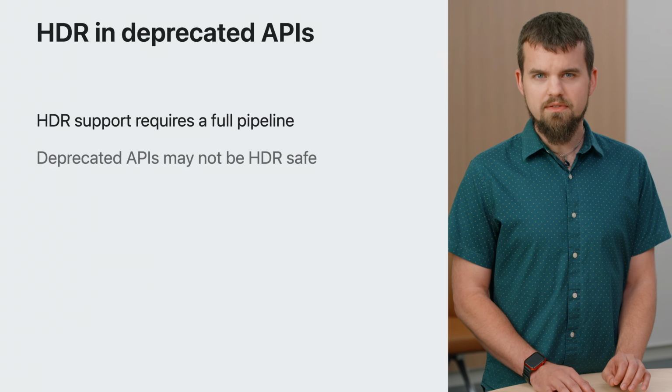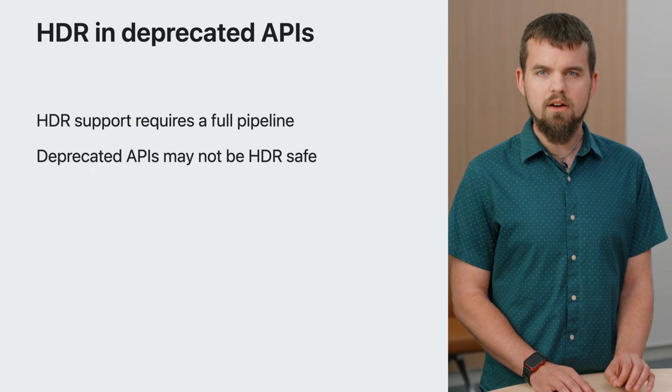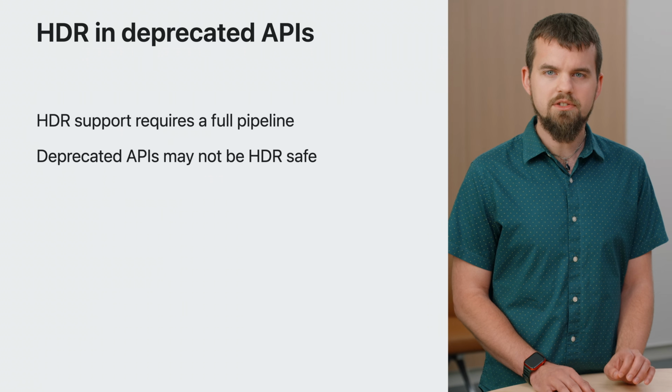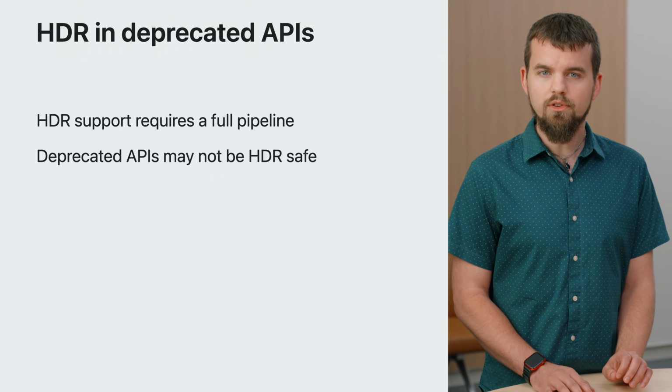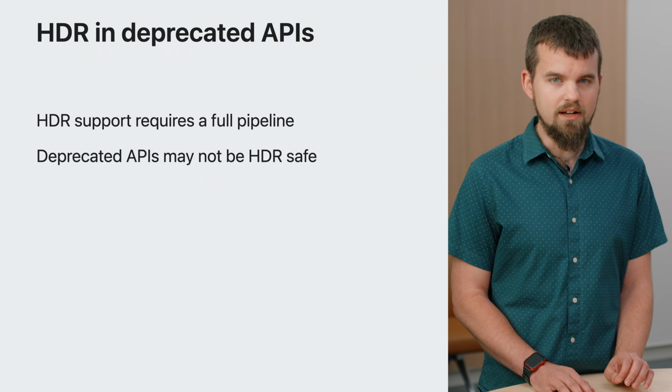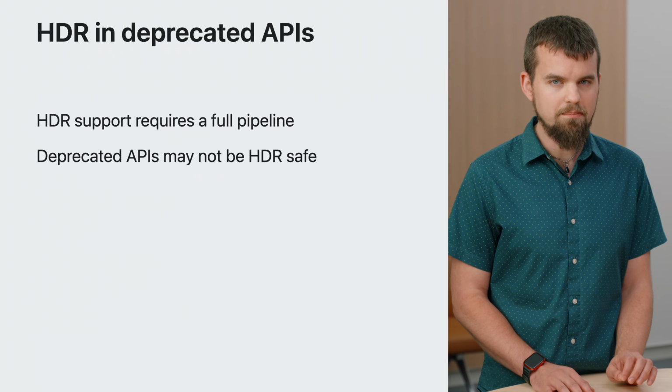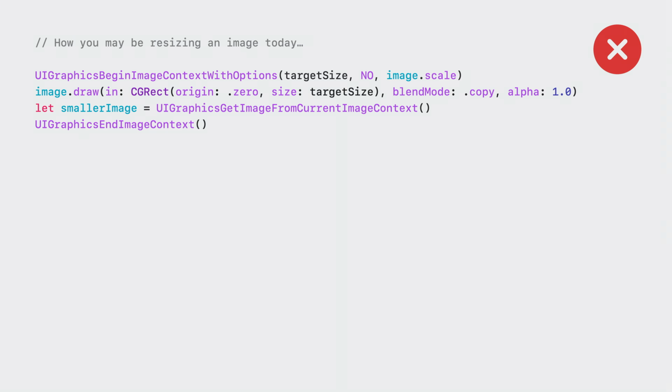An important aspect of HDR to keep in mind is that it requires a pipeline that does not clamp or otherwise degrade the HDR data. The APIs we discussed today are all fully supported, but deprecated APIs may not have an HDR-safe pipeline. For example, if you are resizing images using the deprecated UIGraphicsBeginImageContextWithOptions, you will lose HDR and wide gamut color. This should be avoided when creating an HDR-capable app.